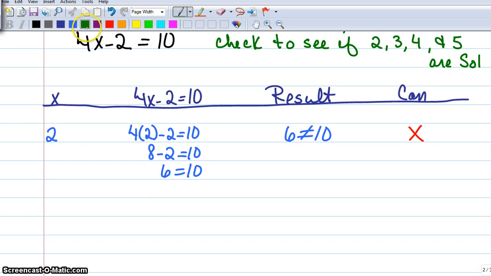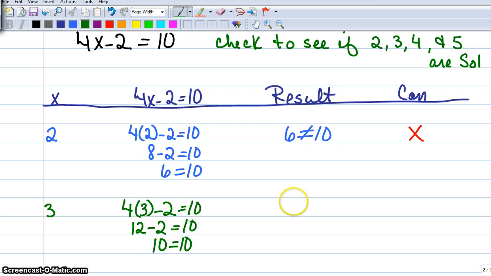Okay, now let's plug in 3. So now I have 4, plugging in 3 for x. 4 times 3 minus 2 is equal to 10. 4 times 3 is going to give me 12. So now I have 12 minus 2 is equal to 10. 12 minus 2 gives me 10. Bring down my other 10. Oh, 10 is equal to 10. So that one works.